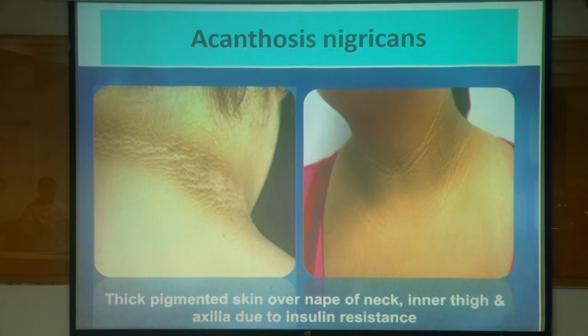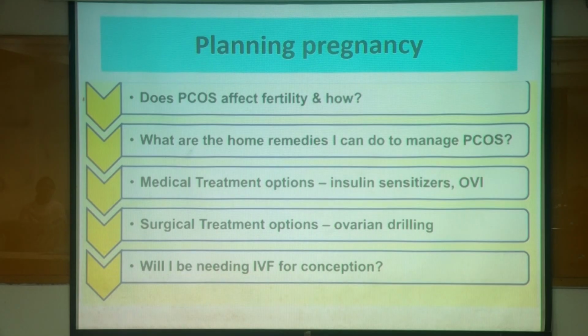And now you are planning for a pregnancy. First and foremost, you keep in mind that fertility is mainly affected, and in what way it is affected. And mainly, this is very common in rural and urban areas. You should think about what are the home remedies you can do to manage, and then come to the medical treatment options. Of course, the insulin sensitizers, mainly metformin, and also ovulation inducers. And then, if it fails, you think about some surgical options like ovarian drilling, or if all this fails, you have to think about in vitro fertilization for conception.